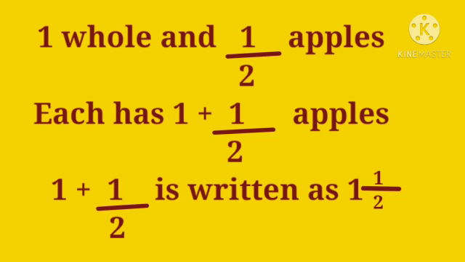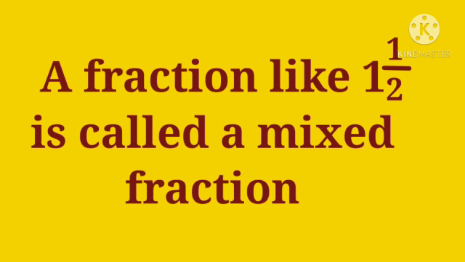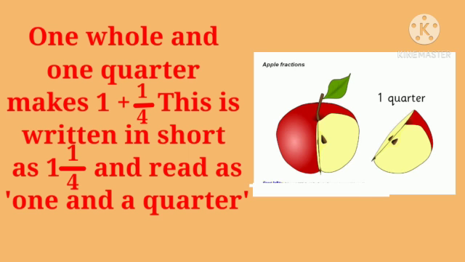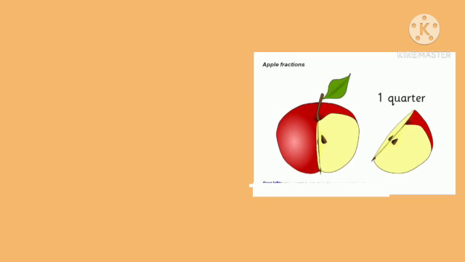Each has 1 plus half apples. 1 plus half is written as 1 and half. A fraction like 1 and half is called a mixed fraction. See the picture. 1 whole and 1 quarter makes 1 plus 1 quarter. This is written in short as 1 and 1 quarter and read as 1 and 1 quarter.